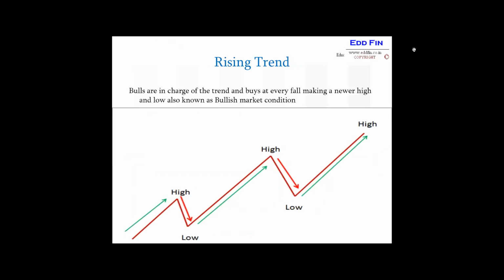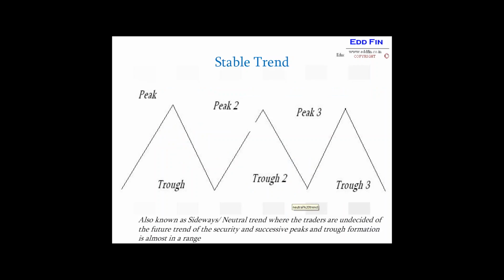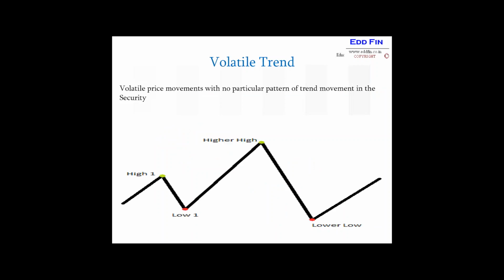So, types of trend. There are basically four types of trend: rising, falling, stable, and volatile. In a rising trend, as you can see, the chart makes higher highs and higher lows. Every high is higher than the previous high and every low is higher than the previous low. A falling trend is completely opposite: every low is lower than the previous low and every high is lower than the previous high. This is a stable market, where peaks and troughs are almost at the same point. This is a volatile trend, where there is no clear indication of the direction of the chart.